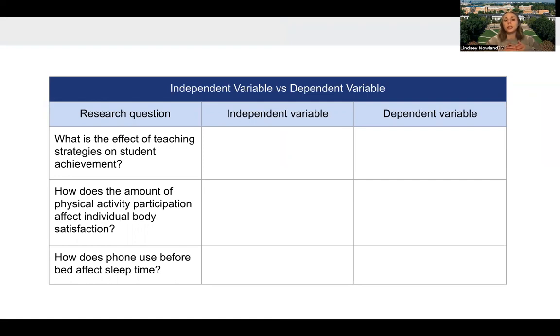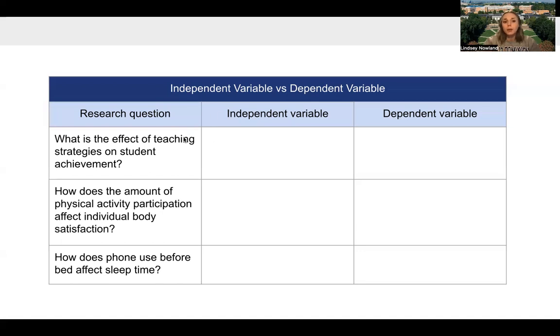If you rearrange the language within the research question, asking yourself what is causing the outcome, you can easily identify the variables. So teaching strategies' effect on student achievement. I'm looking at how teaching strategies affect student achievement. I can manipulate the type of teaching strategies that the participants might engage in this study. I can change how many teaching strategies each participant is being given and things of that nature.